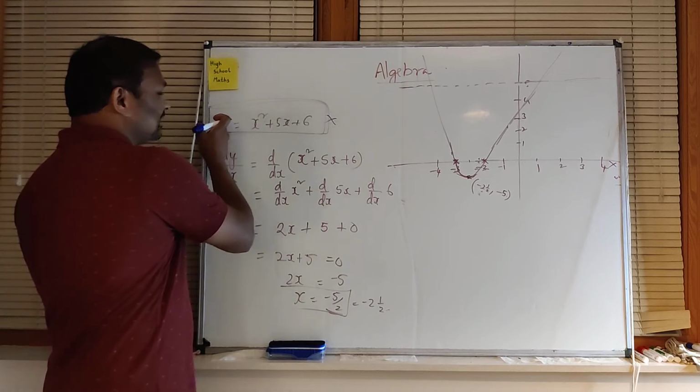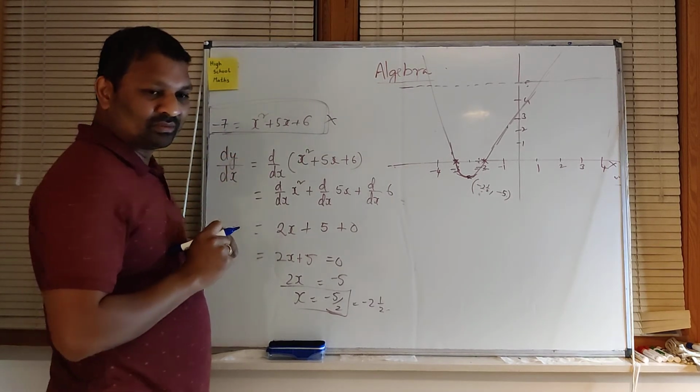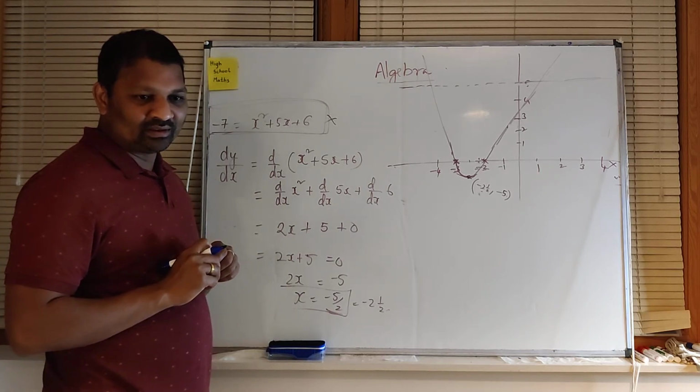Y can be negative. Yeah, y can be negative. But b square minus 4ac should not be negative, the whole thing. Okay.